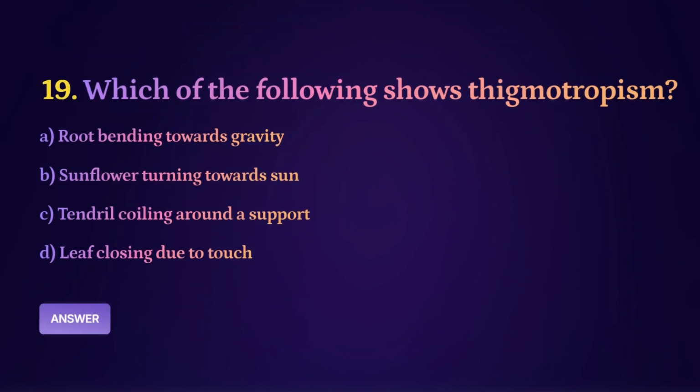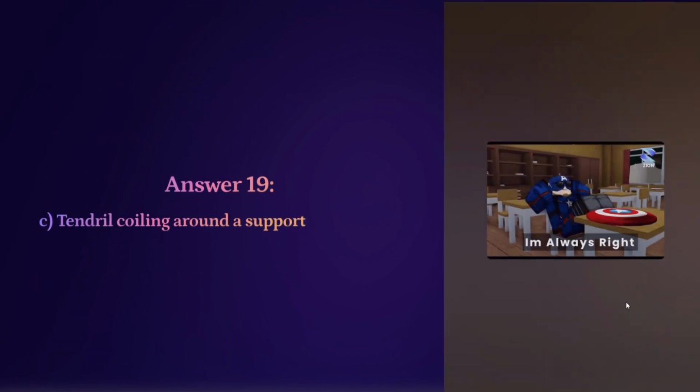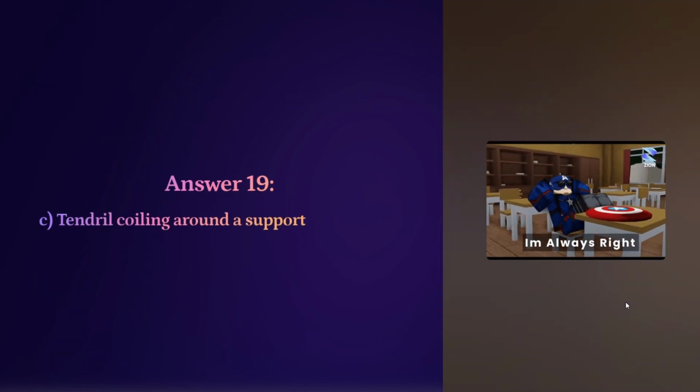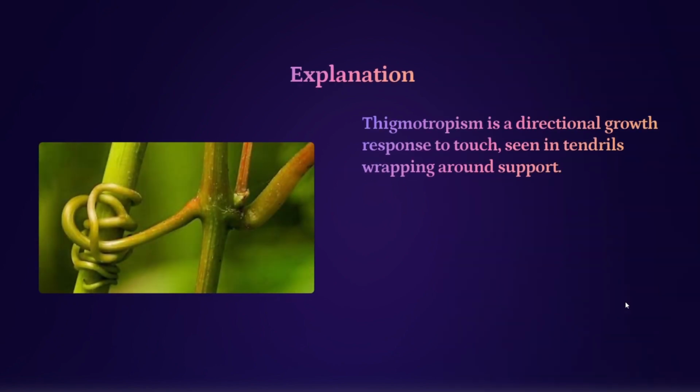Question number 19. Which of the following shows thigmotropism? Some actions are given and you have to tell me which of them is because of thigmotropism. Option A is root bending towards gravity. Option B, the sunflower turning towards the sun. Option C, the tendril coiling around the support. And option D is leaf closing due to touch. The correct answer to the question is tendril coiling around a support. Thigmotropism is a directional growth response to touch seen in tendrils wrapping around support.